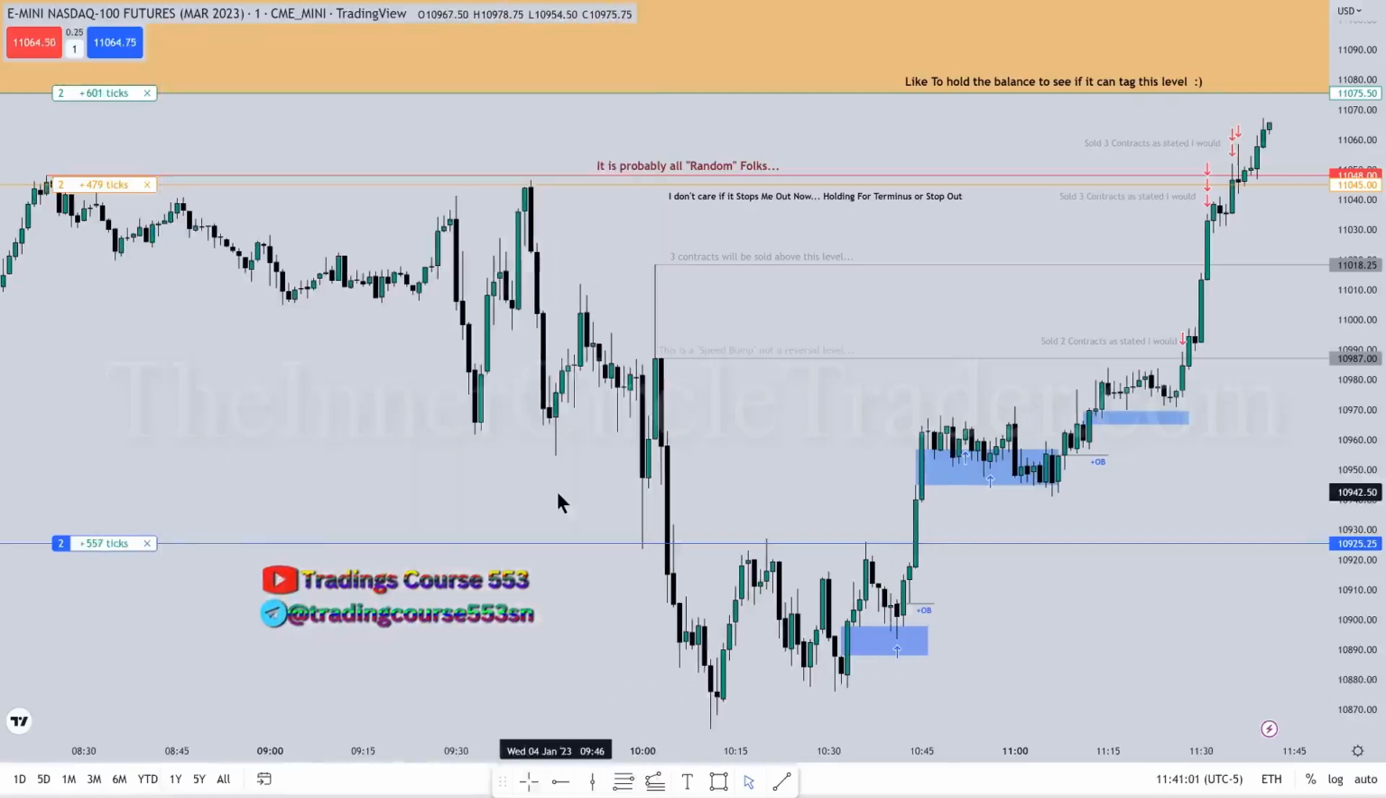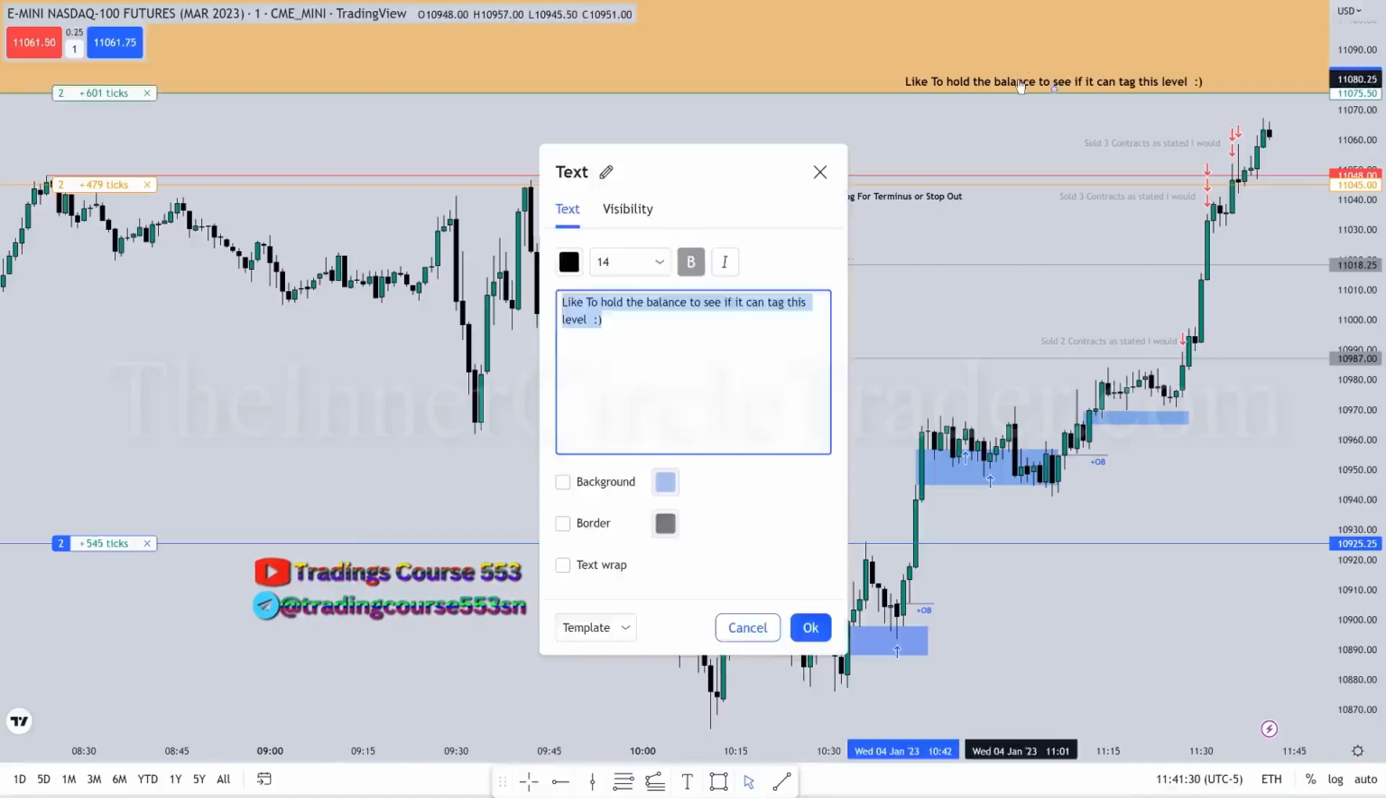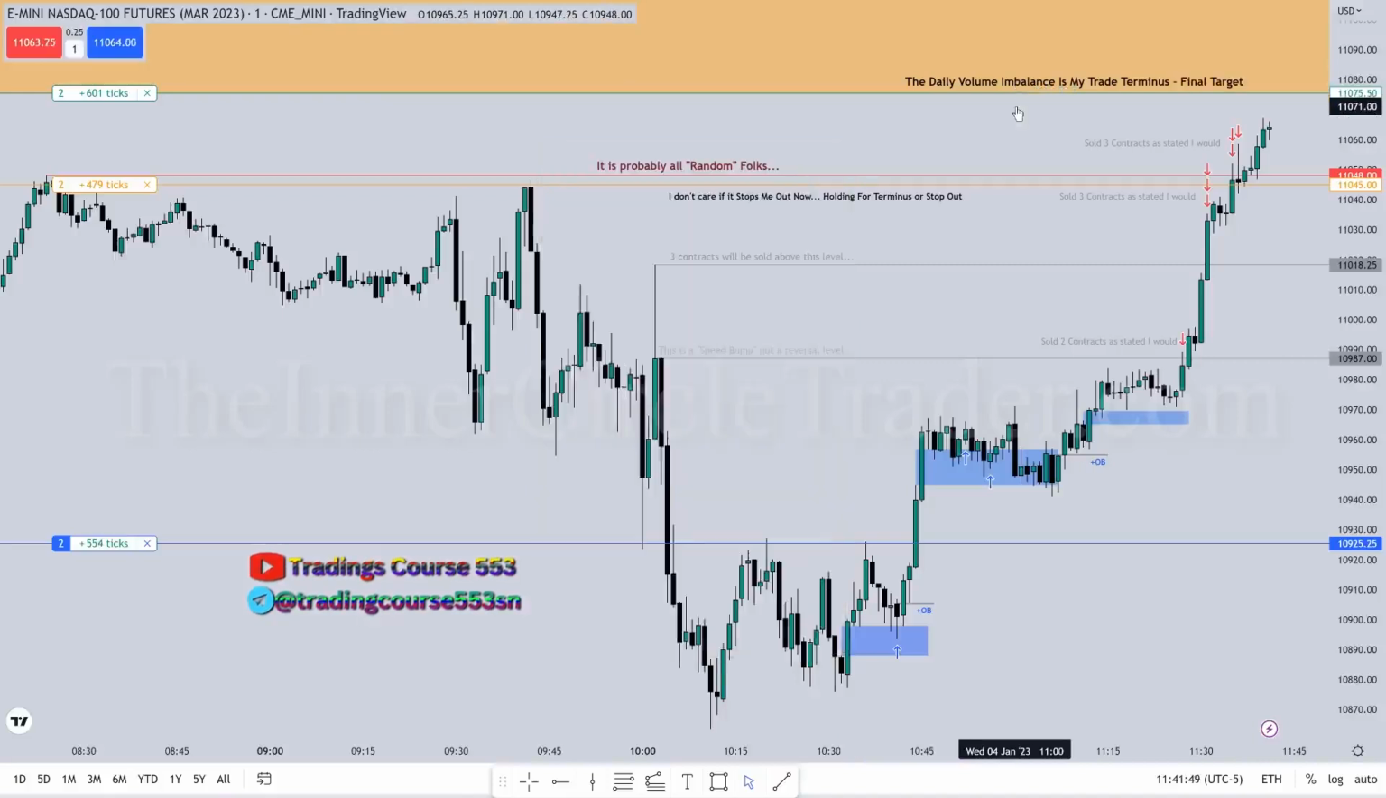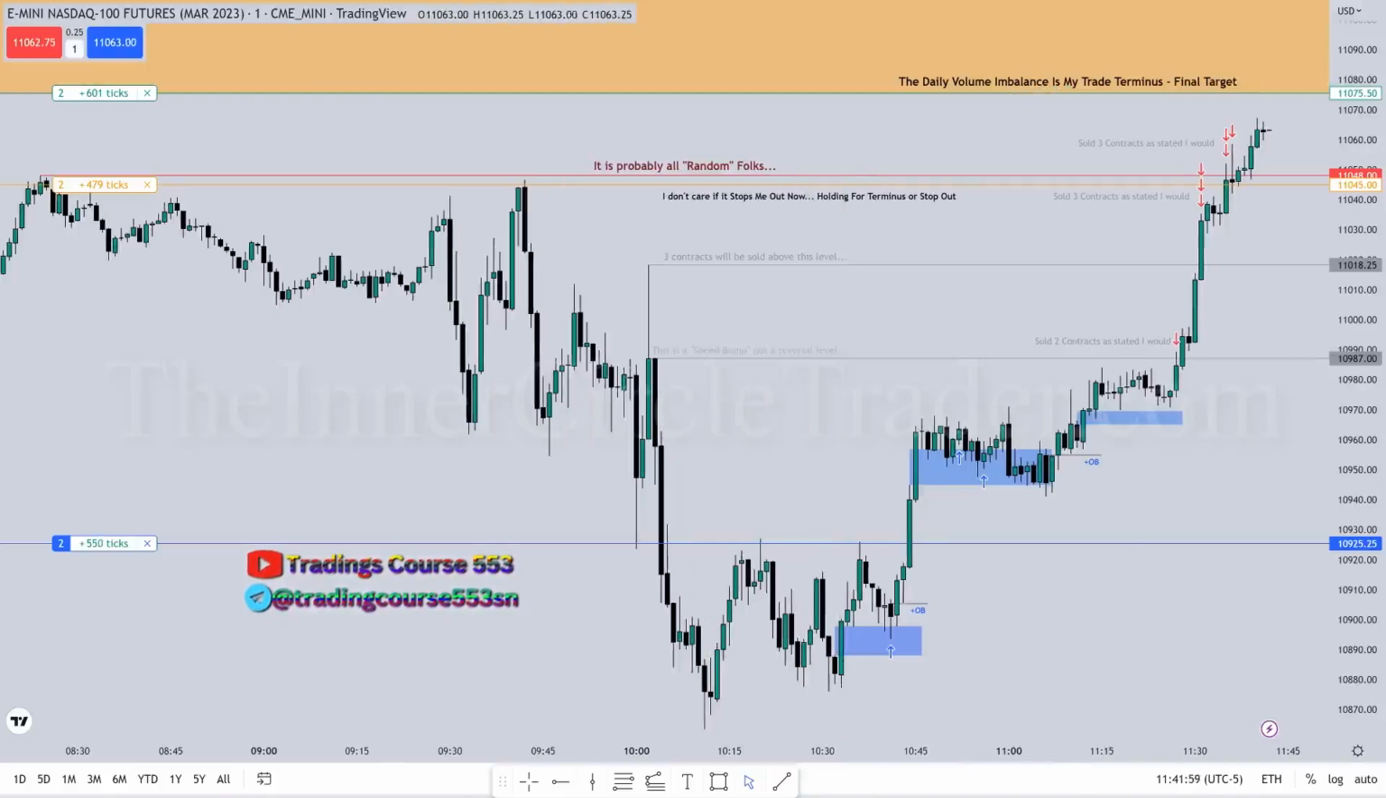Now I'm changing it to ticks because I know I have people who don't like the fact that I show the paper trade in dollar terms. They're like, oh, you're flexing. I'm not flexing. I don't care about the money because I can't spend that. But for those of you that like to see the ticks, here you go. We're not doing 40 tick trades. We're doing monster, several hundred tick trades. That's a championship level grade trader, not someone that's going in there and nickel and dime and dollar menu trading. All right, the daily volume imbalance is my trade terminus or final target.